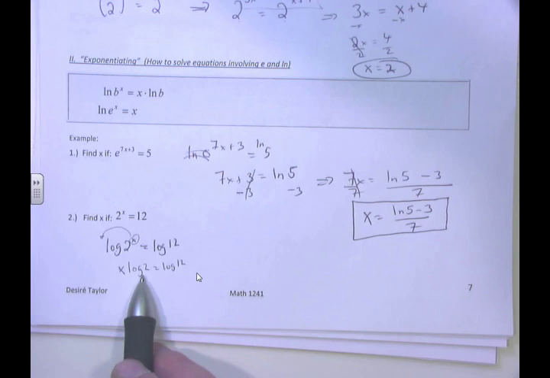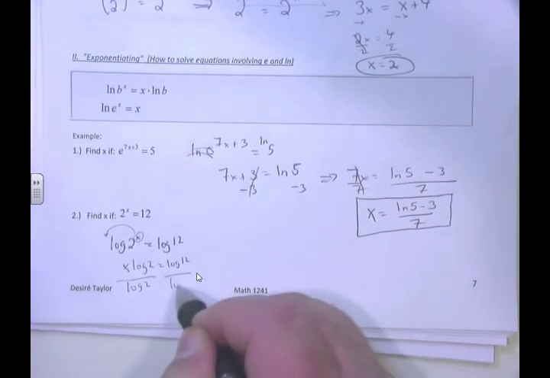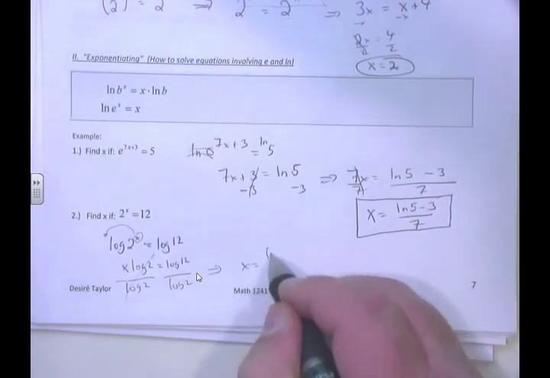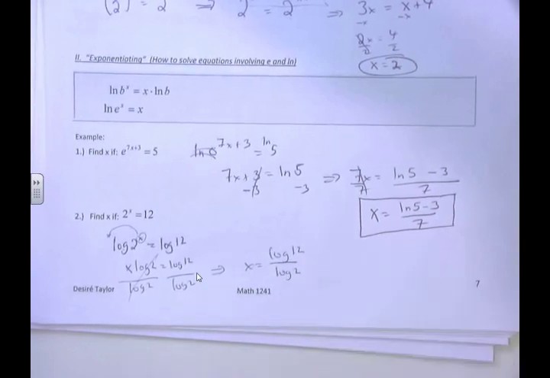What gets rid of multiplying by the log of 2? We're going to divide by the log of 2. Treat it like a number, because it really is a number. This cancels, and that leaves you with x equal to the log of 12 over the log of 2.